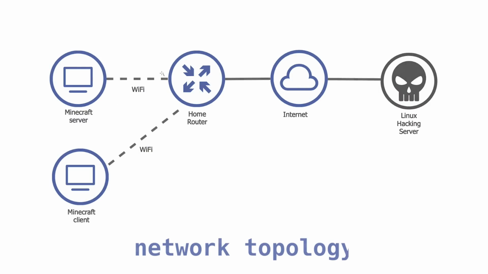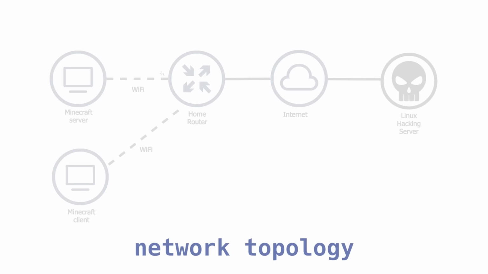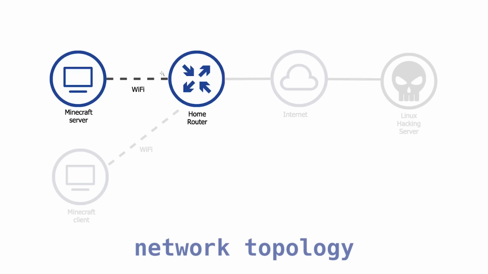This is what my topology looks like. I've got a Windows 11 computer running Minecraft over here. It's connected via Wi-Fi to my home router. I'm going to be running a Minecraft client on my Mac. The Minecraft client is also connected to my home router via Wi-Fi. And what I can do as an example is start Minecraft.